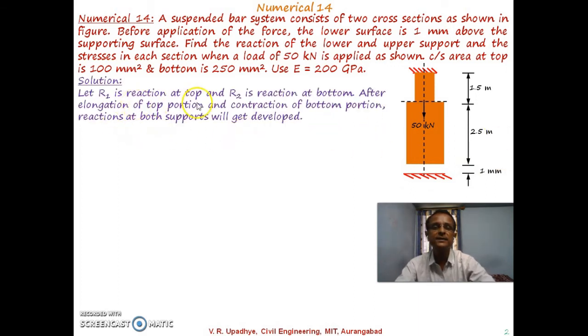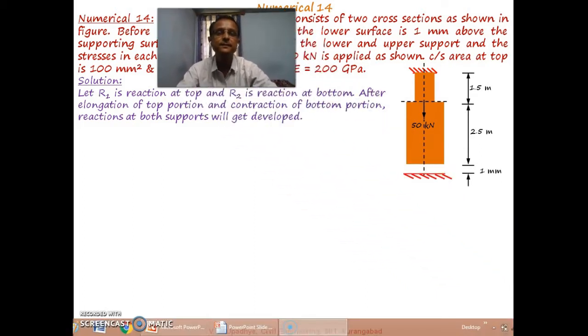suppose R1 is the reaction at top and R2 is the reaction at bottom, then after elongation of the top portion and contraction of the bottom portion, reactions at both supports will get developed. So what will happen? Reaction at top and reaction at bottom will get developed when this top portion gets elongated by 1 millimeter, and then the system will be in support condition, and then reactions will get developed. So we'll go through the diagram for this.